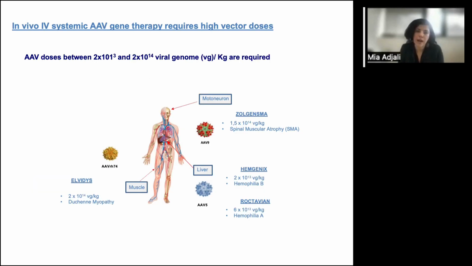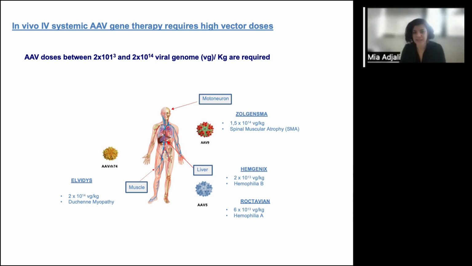But to have a therapeutic effect, systemic AAV gene therapy still requires today, with the current vectors, of course, vector engineering is still one important direction, but with the current vector and their therapeutic index, we still need 1 × 10¹⁴ to 1 or 2 × 10¹⁴ viral genomes per kilogram to achieve the therapeutic effect, as you can see for the 4 products injected intravenously.